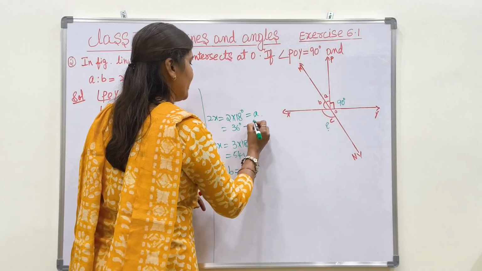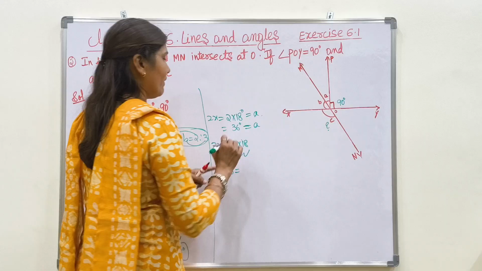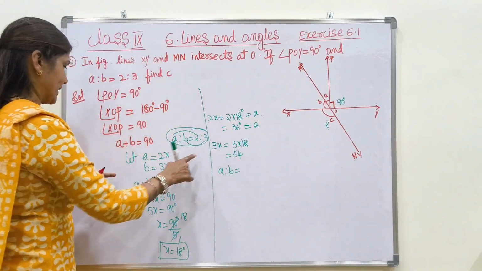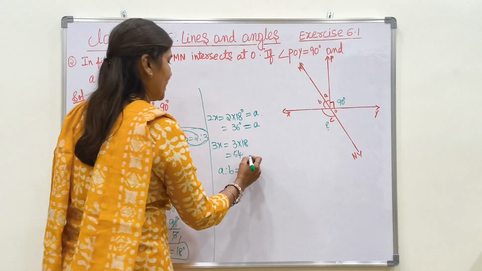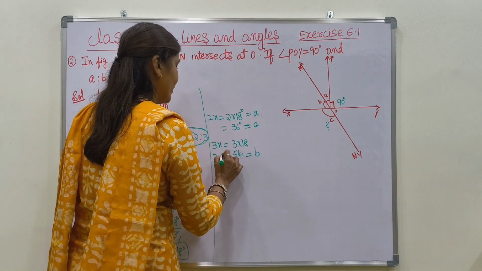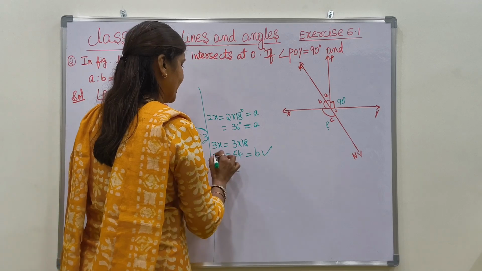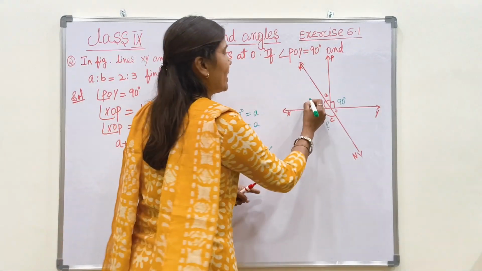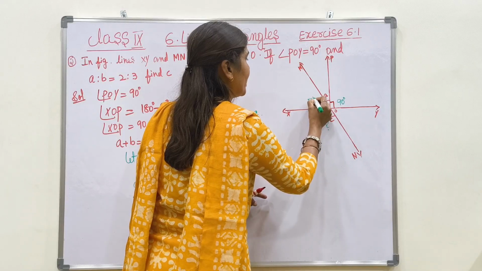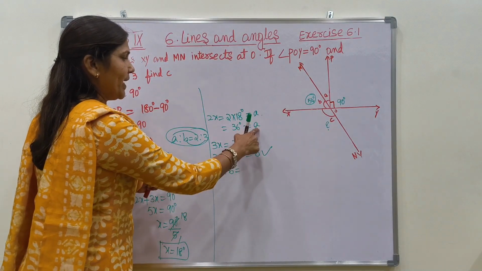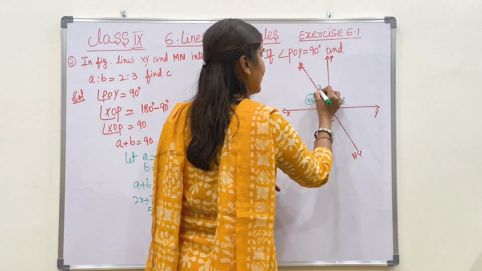So equal to A. So what is the A value? A value is the 36. Now, 54 degree. 54 means 3x. 3x means what we will take? B. So this is equal to B. So, 3x equal to B equal to 54 degree. So B value how much degree is there here? 54 degrees there. Try to understand. B value is the 54 degree. A value is the 36 degree.